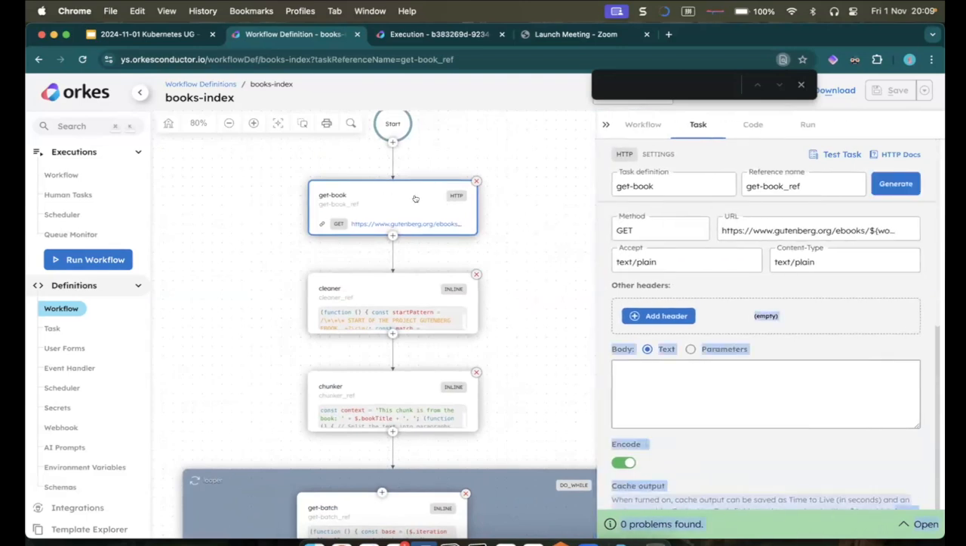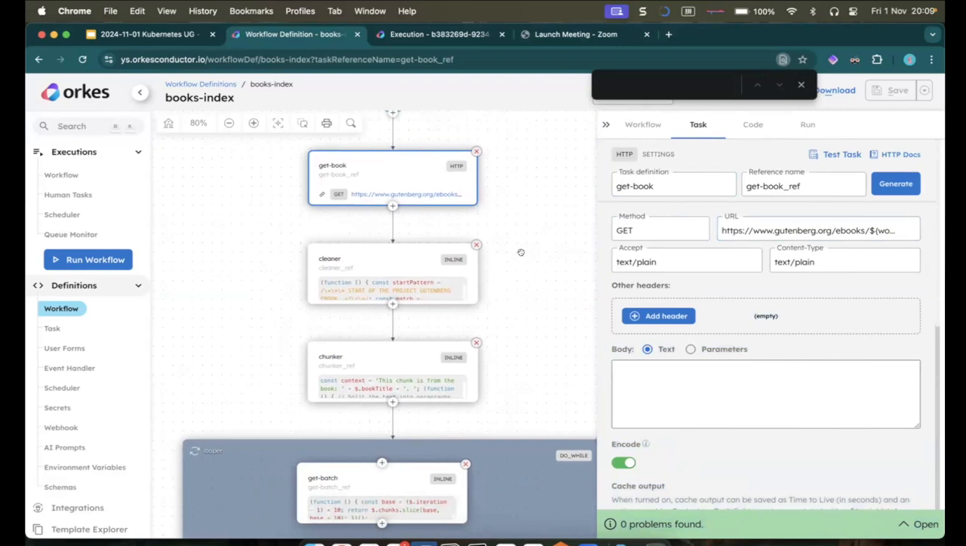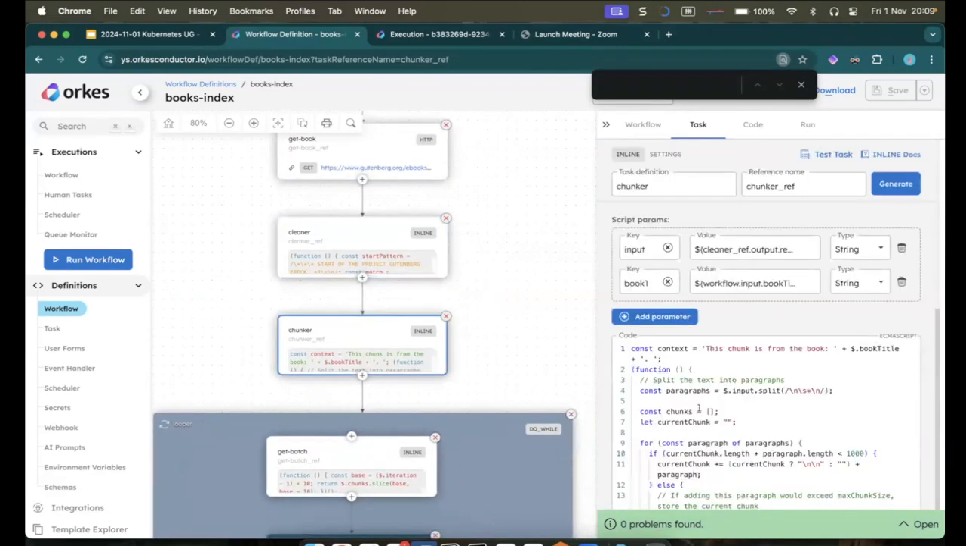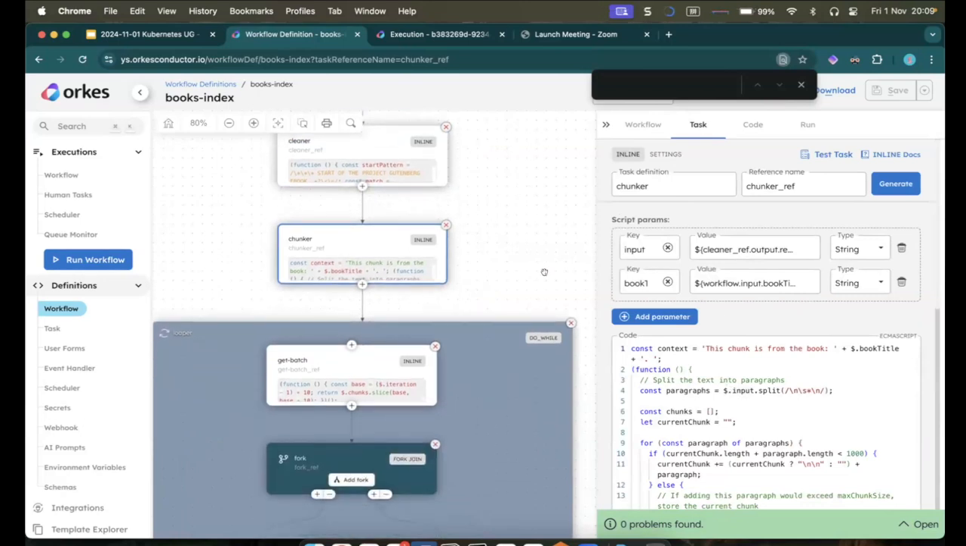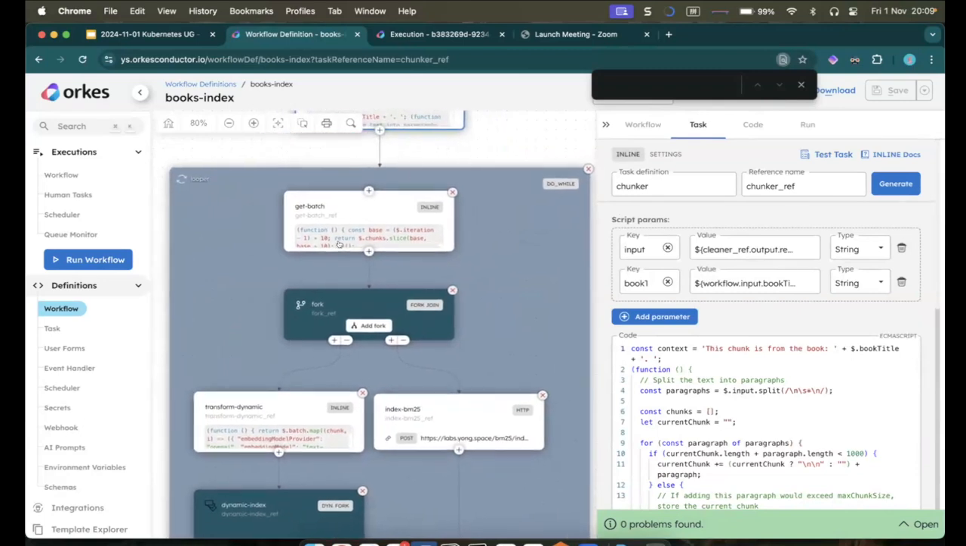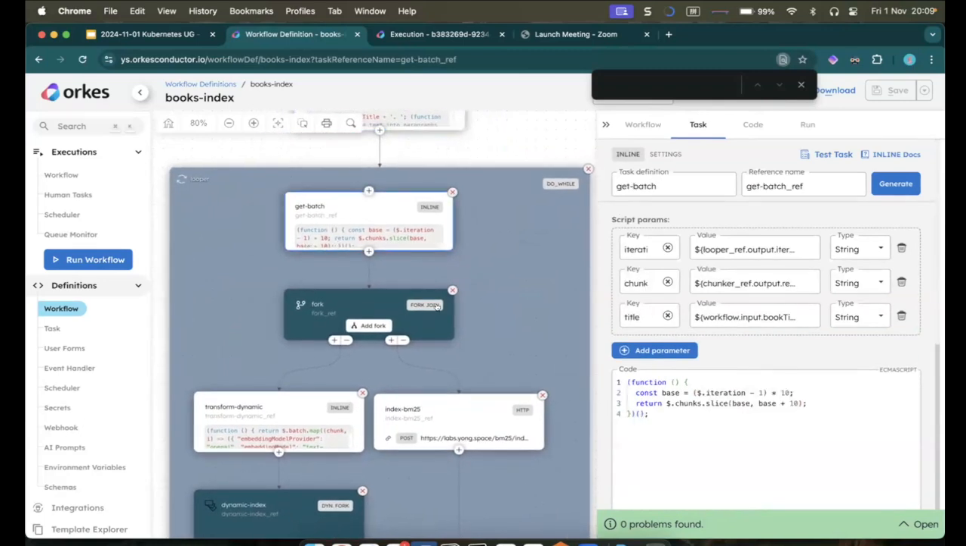So in the first task here, we're going to fetch a book. This is a complete book from this website called Project Gutenberg. So we take the whole contents of that book, we clean up the data a bit, we chunk it, meaning we divide it into paragraphs, and then we add the previous and next paragraph to it. Then we run it through a loop, right? For each loop, we'll grab a batch of those, like 20 of those at one go.